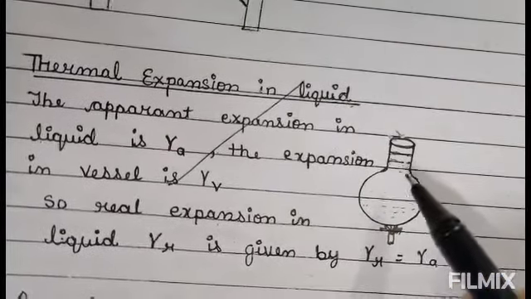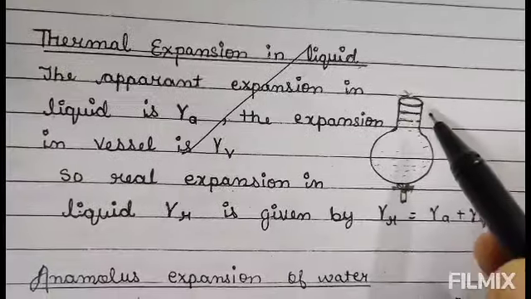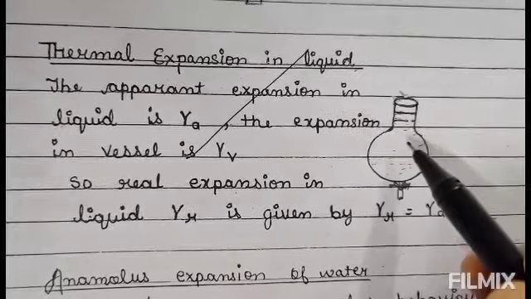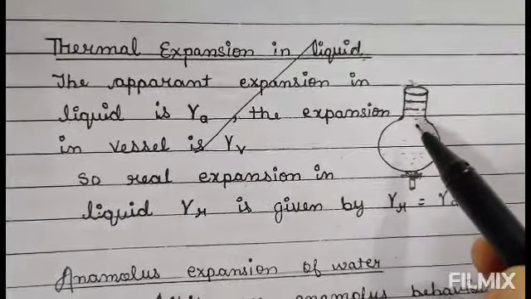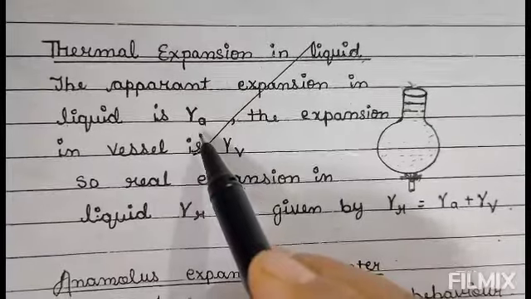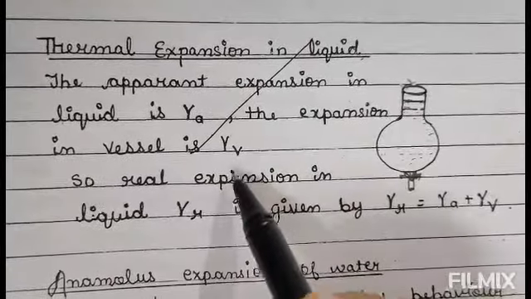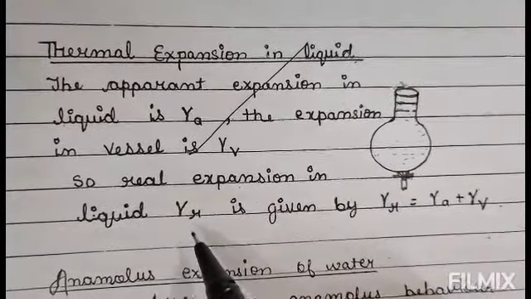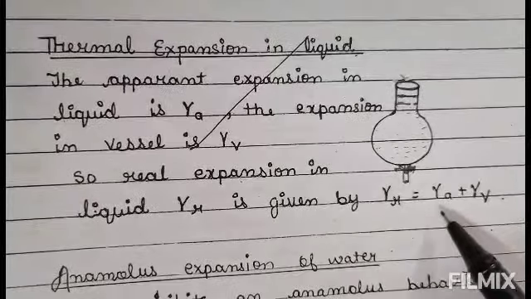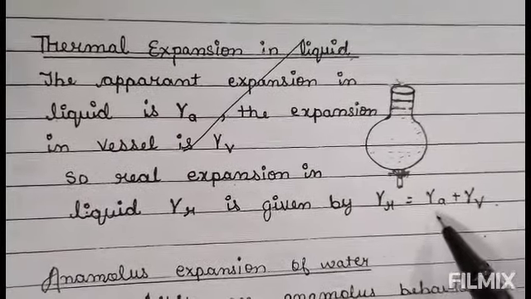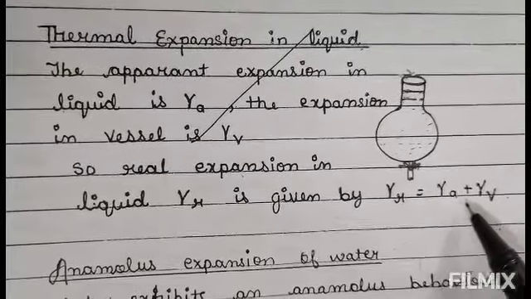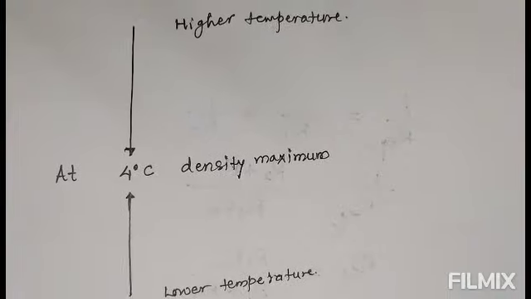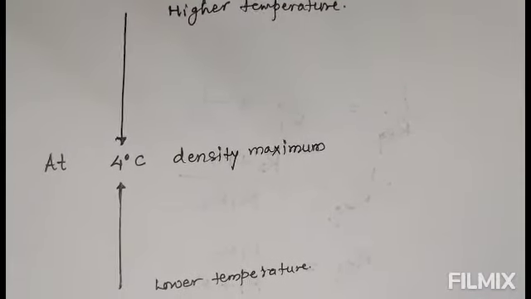So as the phenomenon proceeds, initially you cannot notice any expansion in the liquid, but the expansion is there. If we consider the apparent expansion in the liquid as gamma A, and the expansion in the vessel as gamma V, then the real expansion in the liquid, represented by gamma R, is given by gamma R equals gamma A plus gamma V.